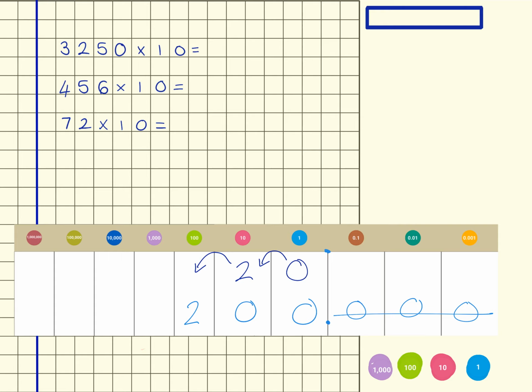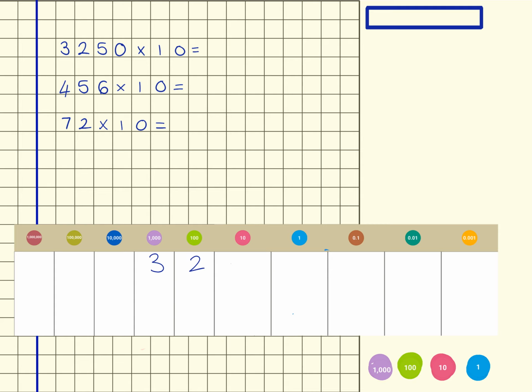So let's use that information then to have a go at multiplying the questions that we've got at the top here by 10. So we've got 3,250, so let's write that in. We have got 3,250, and we're going to multiply that by 10. So each digit is going to move along one place value column. So there's one here, one there, one there, one there.